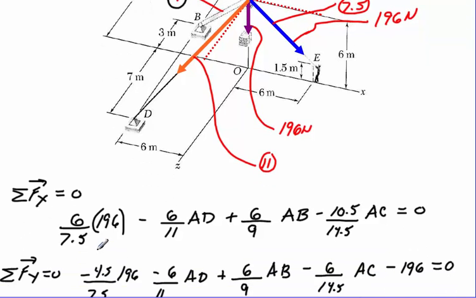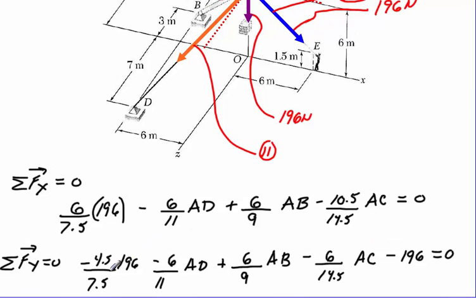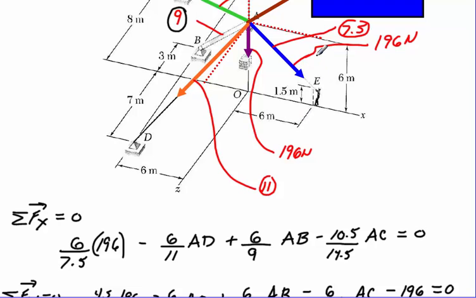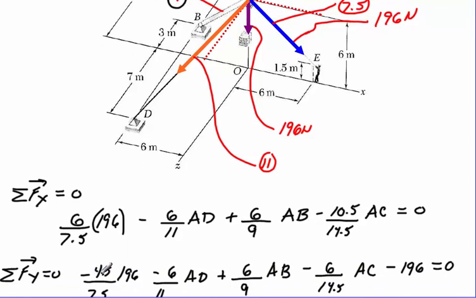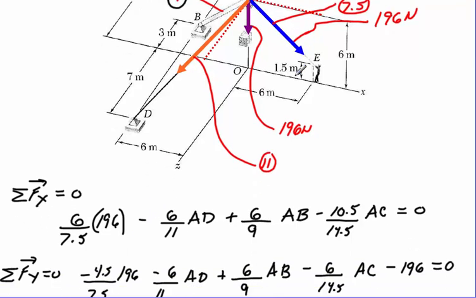I do the same thing for Fy. Again, I'm probably not going to go through every one of these, but you can look at the picture. Here I got 4.5. The reason I got that, I'm coming down 4.5. I'm going in the negative y direction, so I make it negative 4.5 divided by the length of this. And again, I multiply it by 196 because we know the force in here is 196.